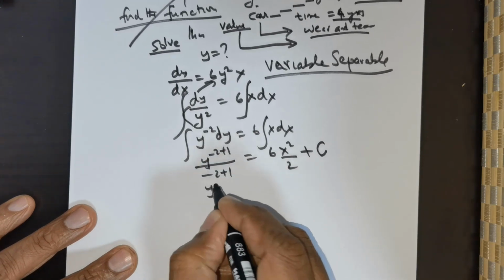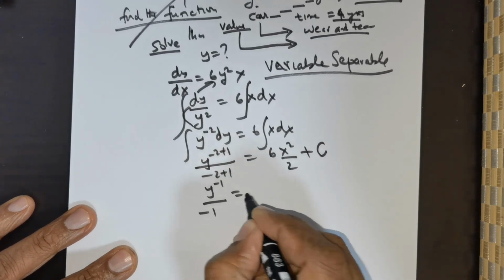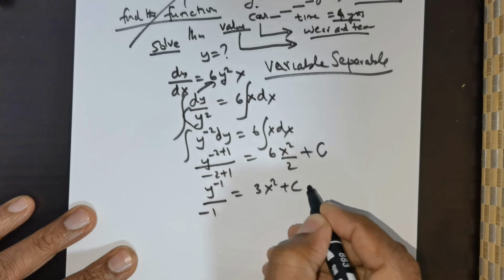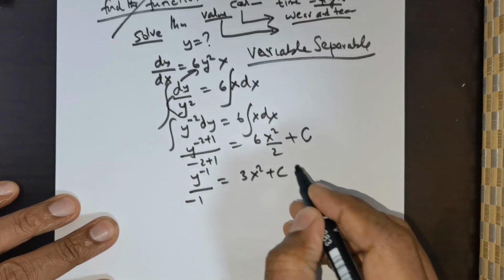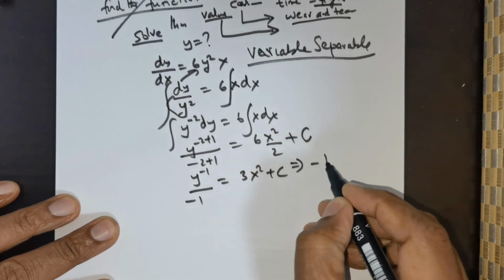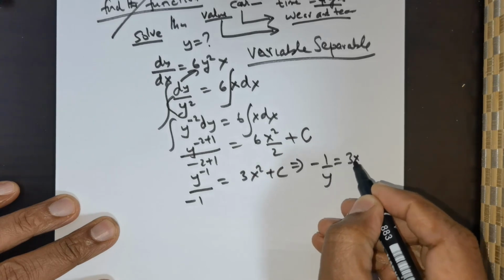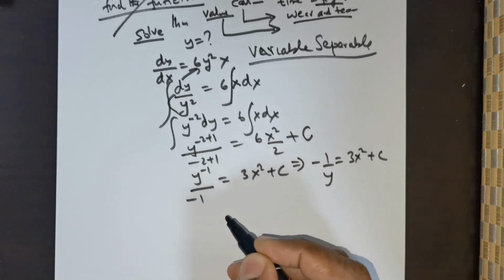Now this can be rewritten as y raised to the power of negative 1 divided by negative 1 is equal to 3 times x squared plus C. Now further rewriting, we have negative 1 over y is equal to 3 times x squared plus C. This is what we have got.